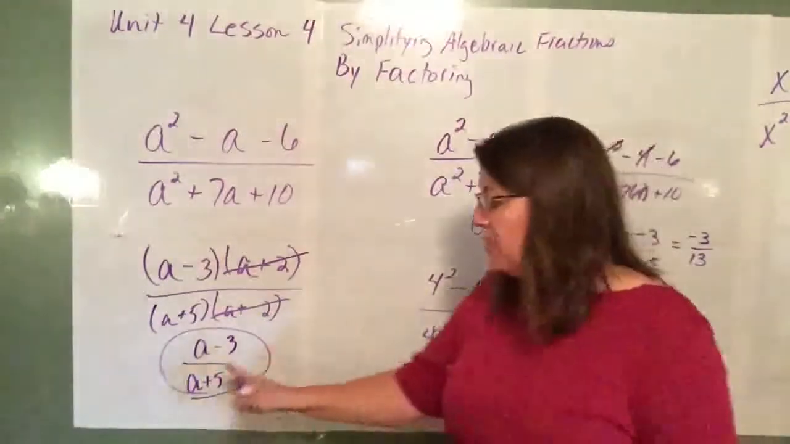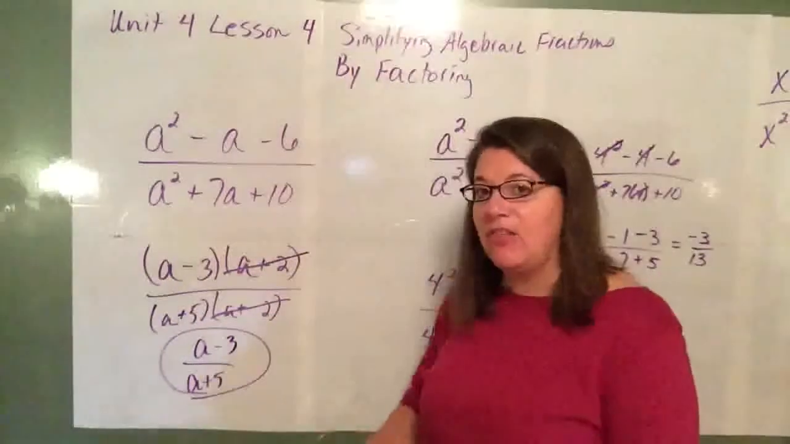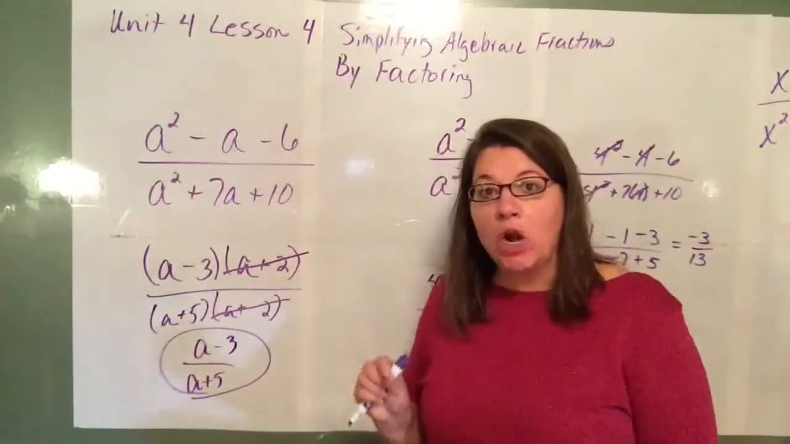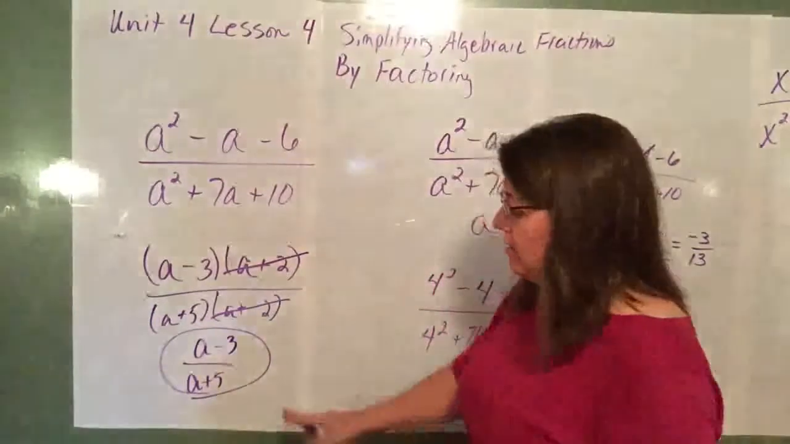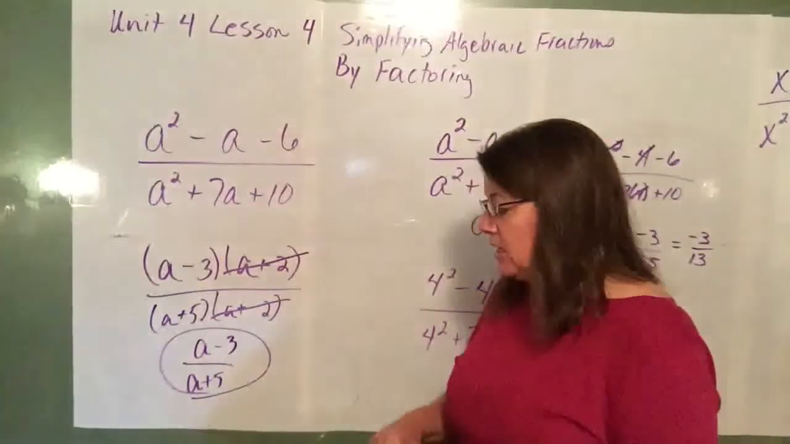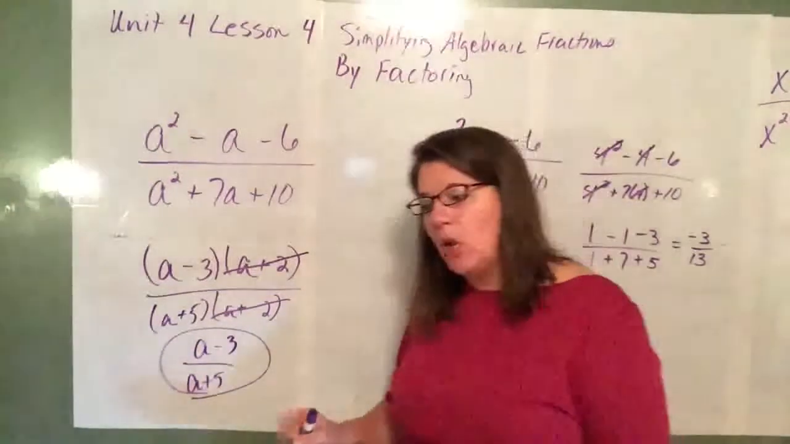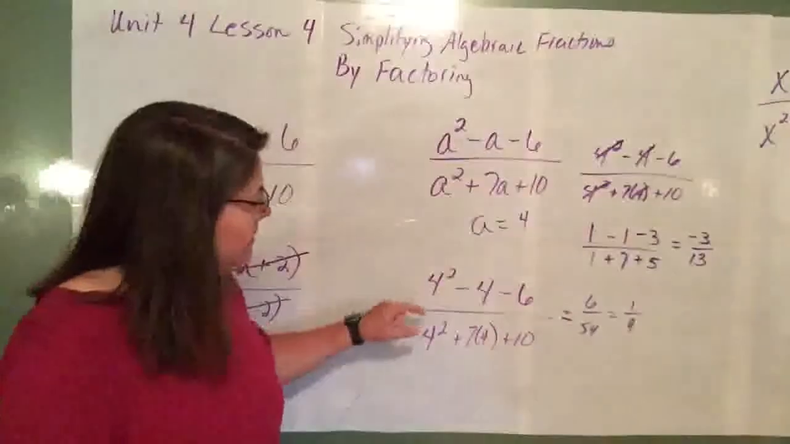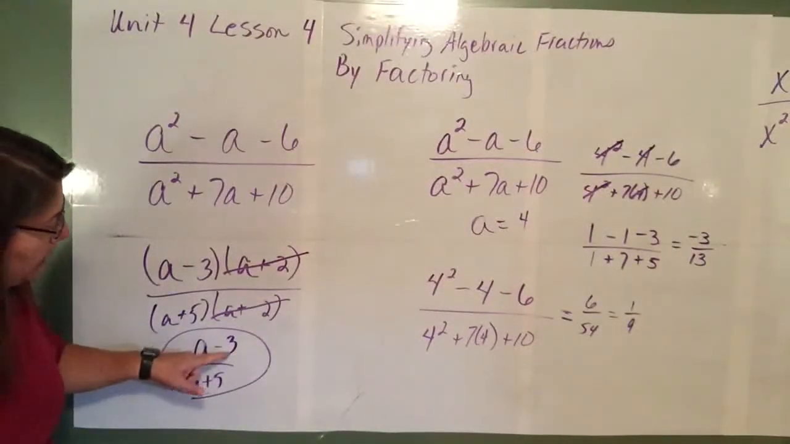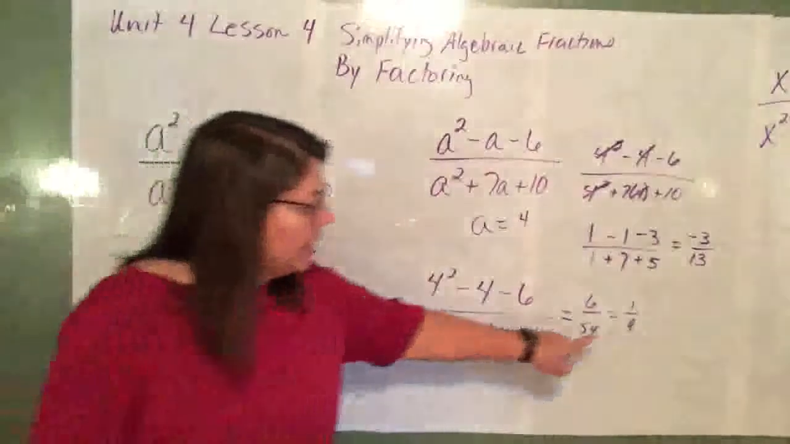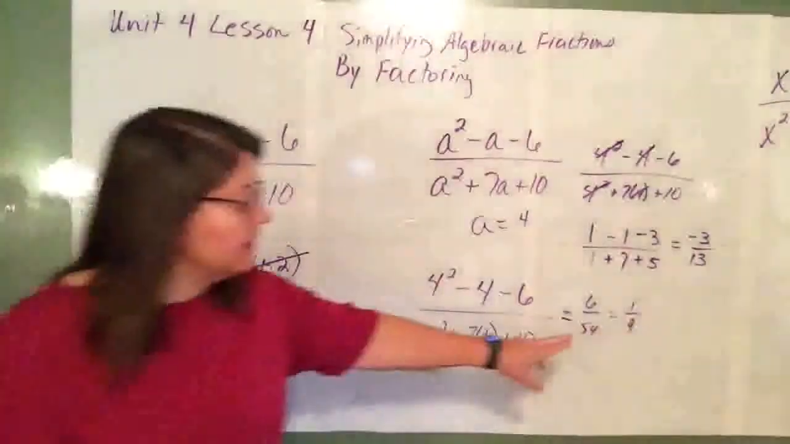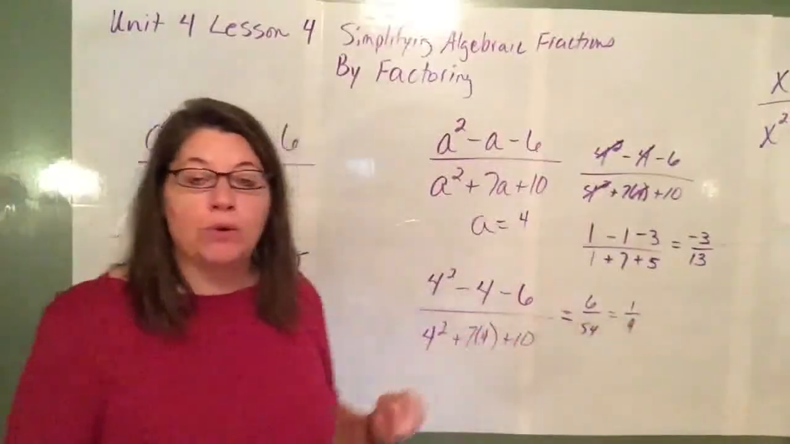Again, it's tempting. A lot of kids try to cancel the a's and get negative 3/5. That's completely wrong. You can only cancel if you have common factors that are multiplied together, okay? So this is your final answer. There is nothing else I could do there. And if you think about it, going back to this example where I said let a equal 4: 4 minus 3 is 1, and 4 plus 5 is 9. So 1/9. Mathematically, it's correct. We factored correctly and got something that would give us the same thing if we were using all numbers.